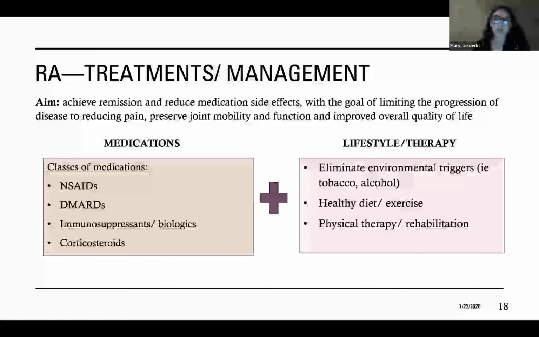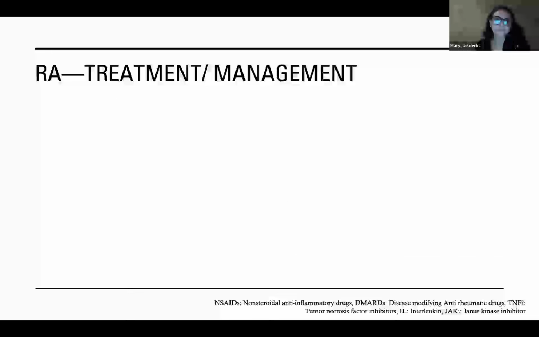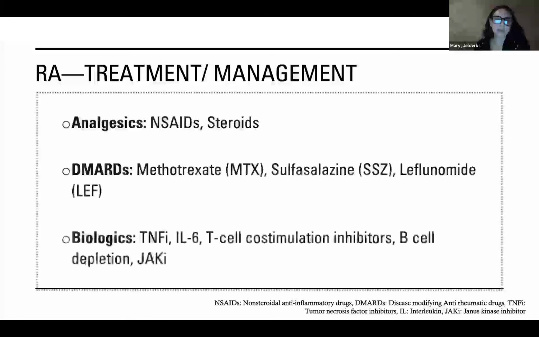We eliminate the environmental triggers. So if it is tobacco, we want to stop smoking, stop the alcohol. We encourage a healthy diet and exercise. And if we need rehabilitation and physical therapy is always a plus. As I mentioned, these are the medications that we commonly use and do have to use.